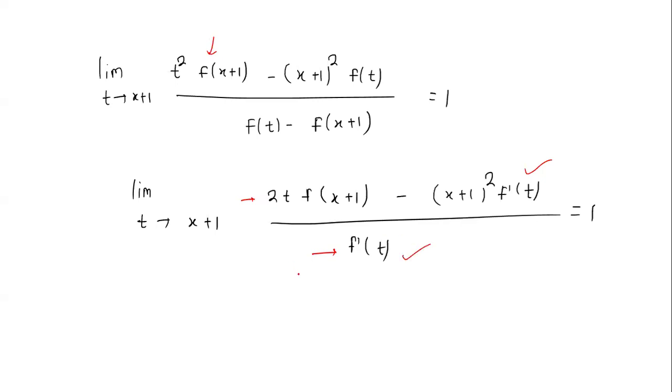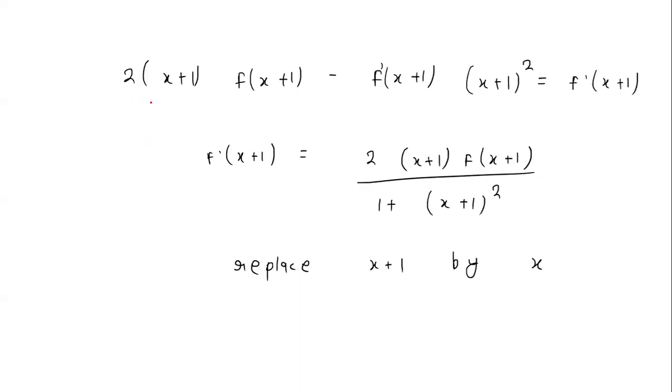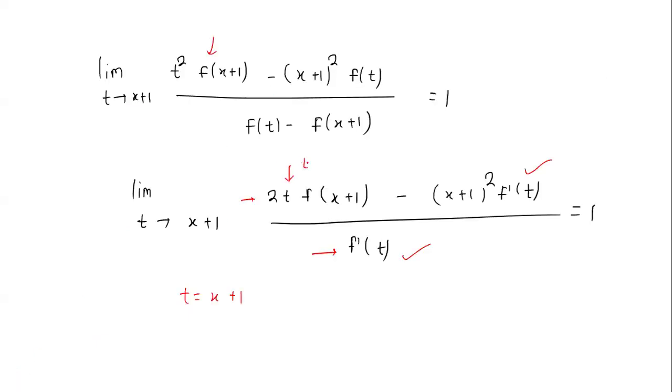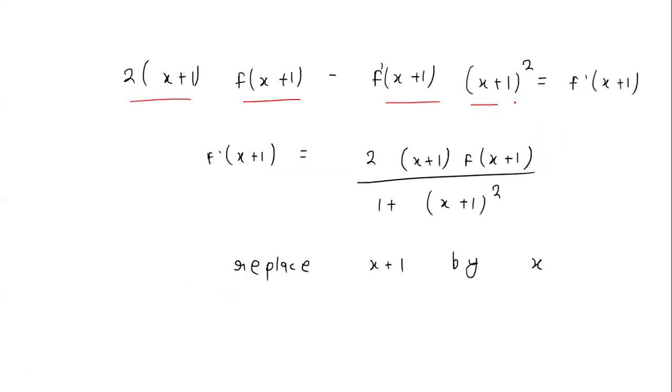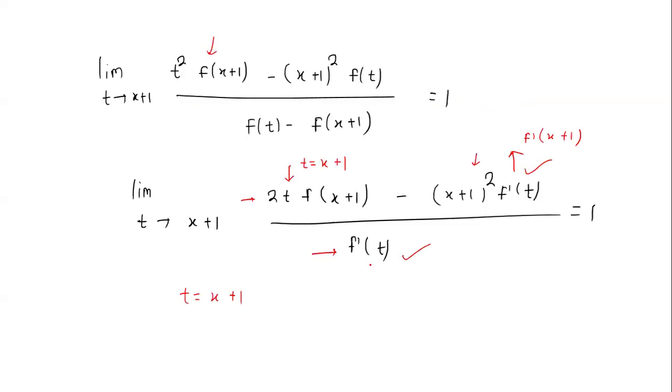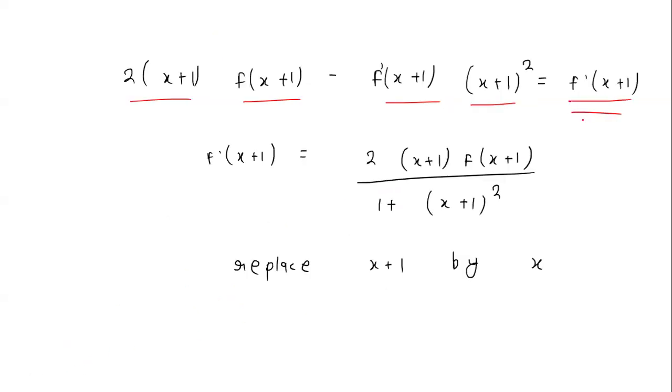Now you can put t is equal to x plus 1 in the numerator and the denominator, and let's see what it is coming. If you put t is equal to x plus 1, it will come 2 times x plus 1 f of x plus 1 minus x plus 1 whole square f dash of x plus 1. And in the denominator, it will come f dash of x plus 1, which is equal to 1 by cross multiplying.